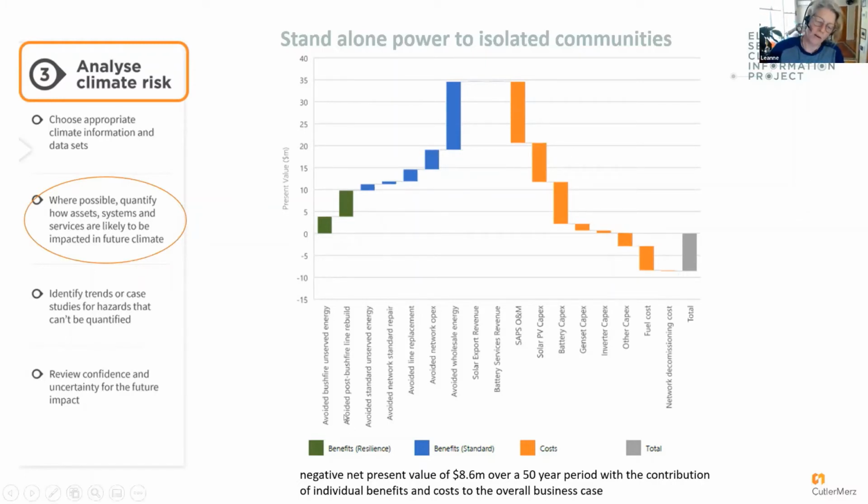Of course, the avoided costs of things like post-bushfire line rebuild, for example, or you don't have to do all the maintenance on the forest around the trees all the time. So they're the avoided costs. They're the benefits, and the avoided costs are the costs. Sorry, are the costs of the standalone power system.